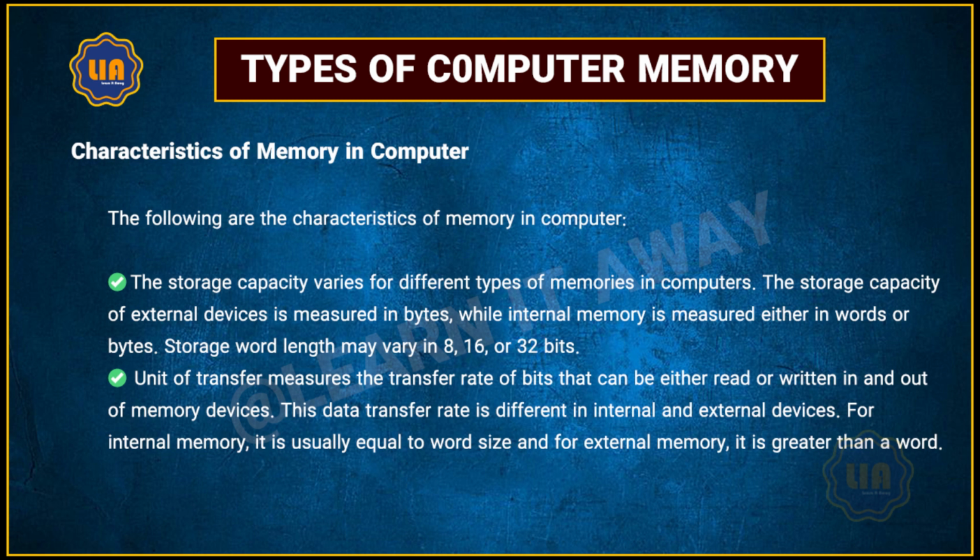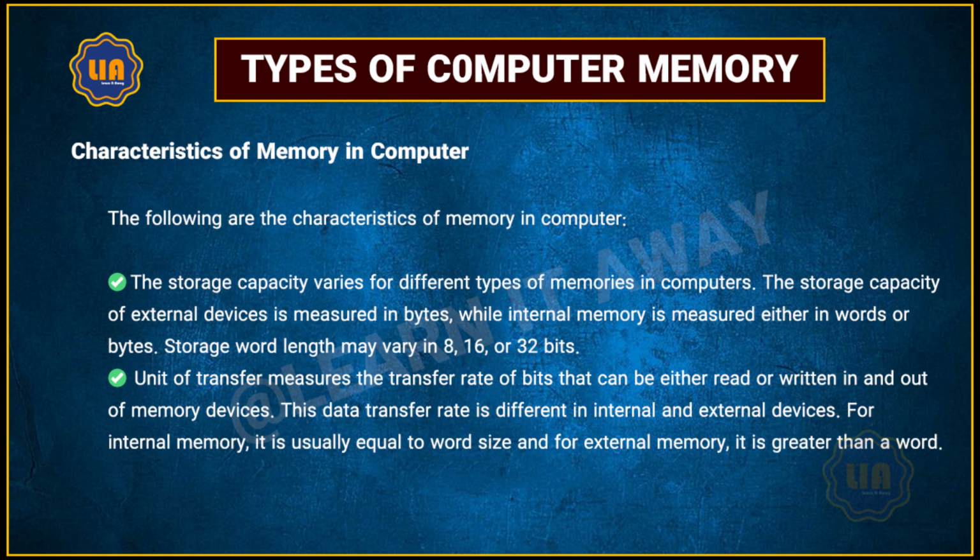Characteristics of memory in computer. The following are the characteristics of memory in computer. The storage capacity varies for different types of memories in computers. The storage capacity of external devices is measured in bytes, while internal memory is measured either in words or bytes. Storage word length may vary in 8, 16, or 32 bits.